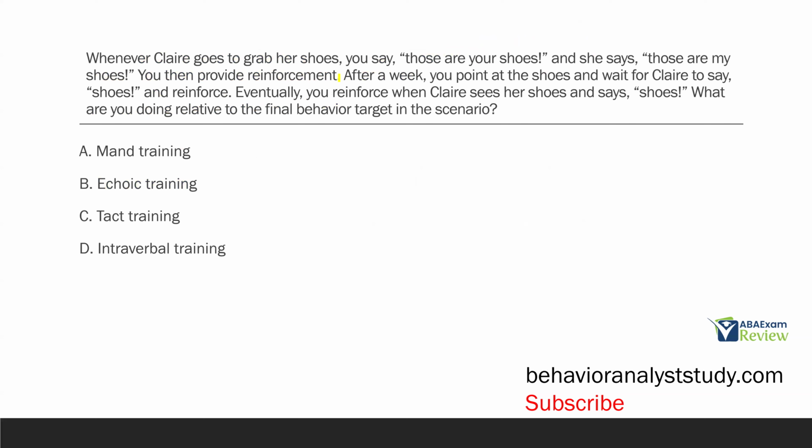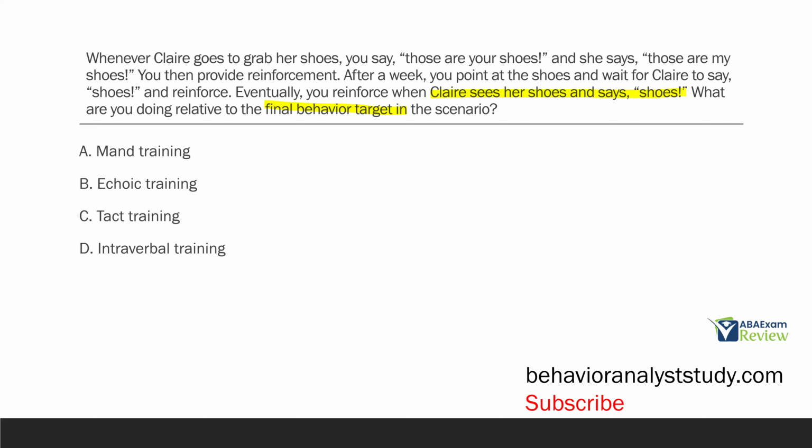Whenever Claire goes to grab her shoes, you say, those are your shoes. And she says, those are my shoes. You then provide reinforcement. After a week, you point at the shoes and wait for Claire to say shoes and reinforce. Eventually, you reinforce when Claire sees her shoes and says shoes. What are you doing relative to the final behavior target in the scenario? So we're looking at the final behavior target. And what's our final target here? It's Claire seeing shoes and saying shoes.